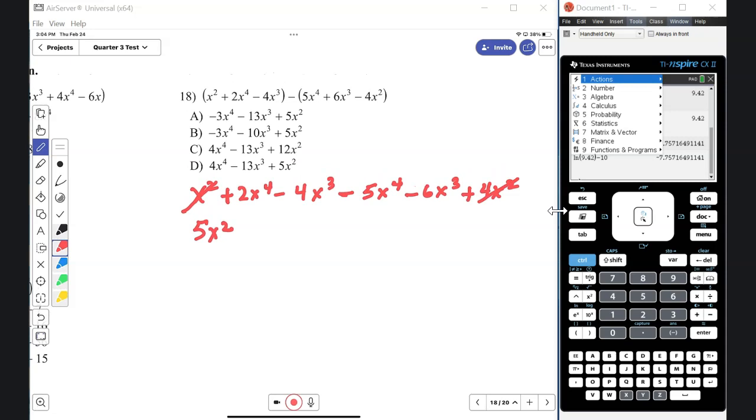The next one is 2x to the 4th minus 5x to the fourth, which gives you negative 3x to the fourth. And we have negative 4x cubed minus 6x cubed, so it's negative 10x cubed. And I'm going to write in standard form. So we have negative 3x to the fourth minus 10x cubed plus 5x squared. So your answer is B.